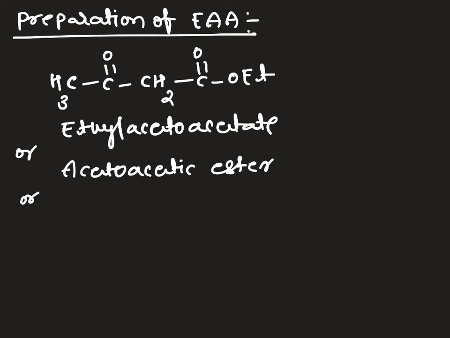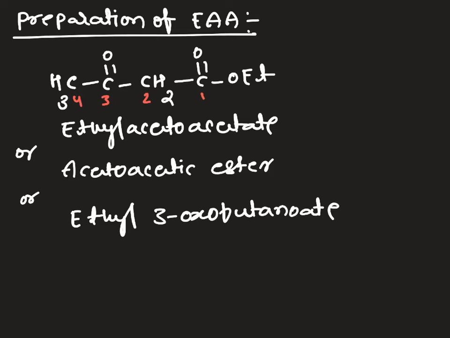If we give numbering, ester is high priority: 1, 2, 3 and 4. There is a carbonyl substitution at the third position. Here I can write ethyl, third position, oxo, butanoate. These are the names of ethyl acetoacetate.